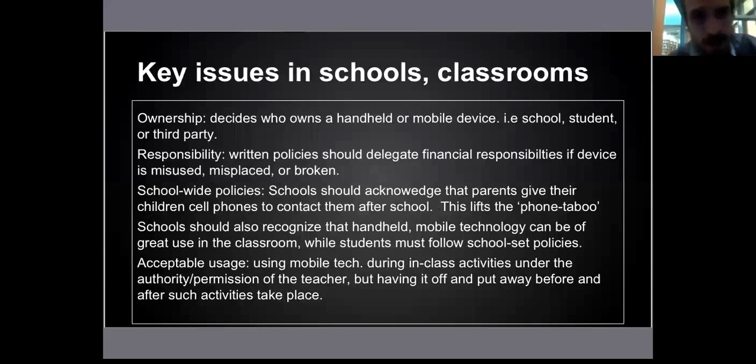Okay, we're going to look at some key policy issues in schools and classrooms. One of the big ones is ownership. Ownership decides who owns a handheld device or mobile technology. So we're looking at whether the school, the student, or maybe a third party could be owning that. And so that would delegate responsibility, and that should ideally be in a written policy, showing who is financially responsible if the device is misused, misplaced, or broken.